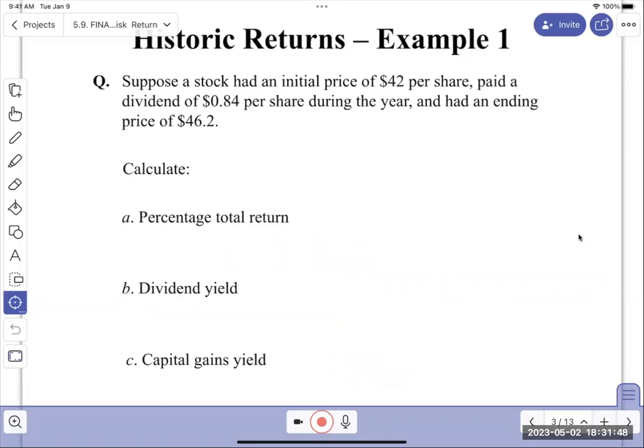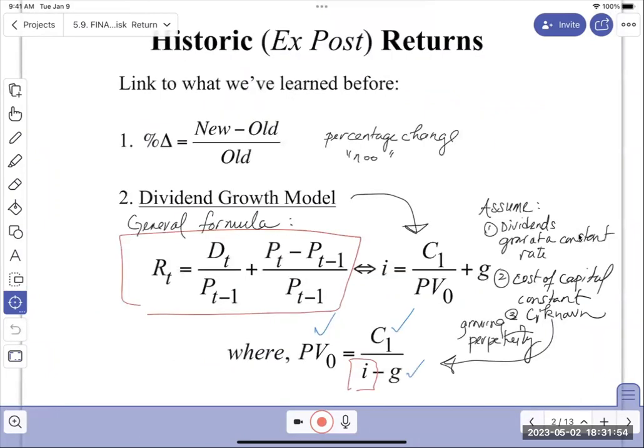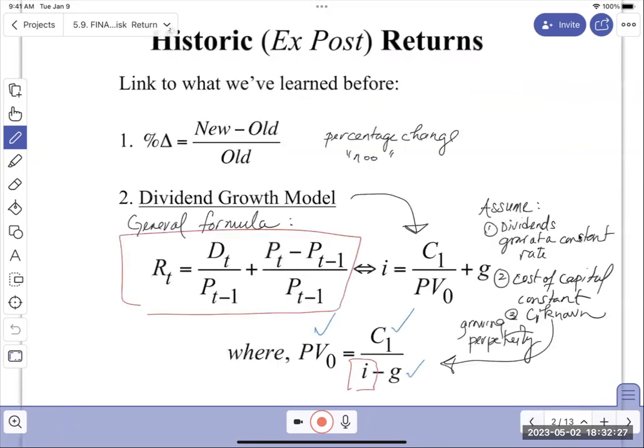All right, so we can take a moment and apply that formula. Reading this problem, suppose a stock has an initial price, P T minus 1, per share, paid a dividend during the year and had an ending price. So that's the information we're given. This is the formula we want to apply.